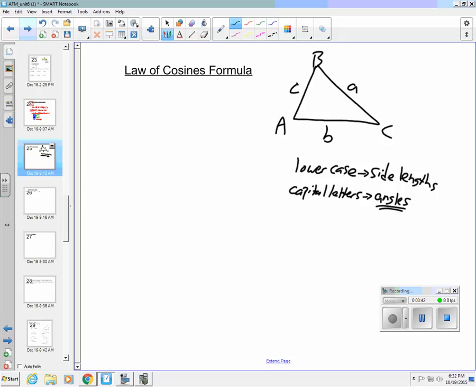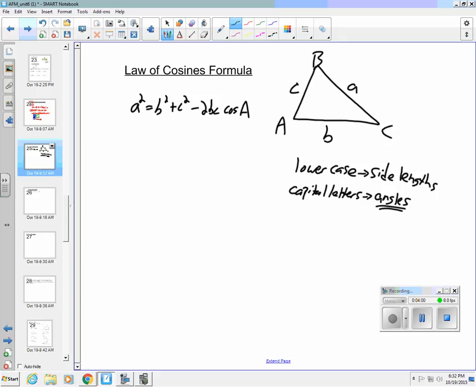So the law of cosines formula starts out like the Pythagorean theorem. a squared equals b squared plus c squared. There's another part added at the end. Minus 2bc cosine A.